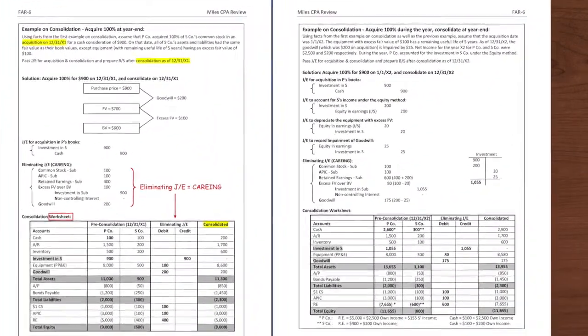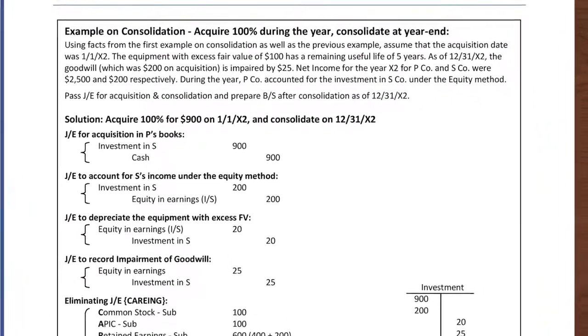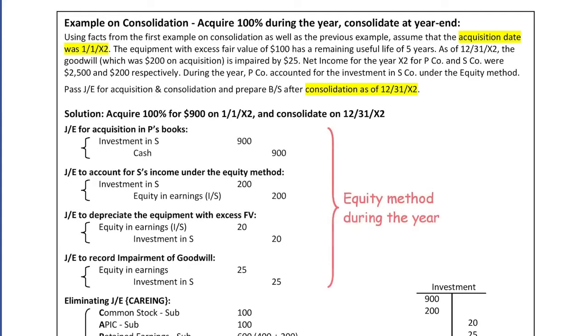On page 9, we're looking at the second example on consolidation, where the parent acquires 100% in the subsidiary during the year and the consolidation happens at year end. Highlight acquisition date was 11x2 and a couple of lines below that highlight consolidation as of 31st December x2. During the year, the parent used the equity method. So for the 4 journal entries that you have there, put a bracket and write equity method during the year.